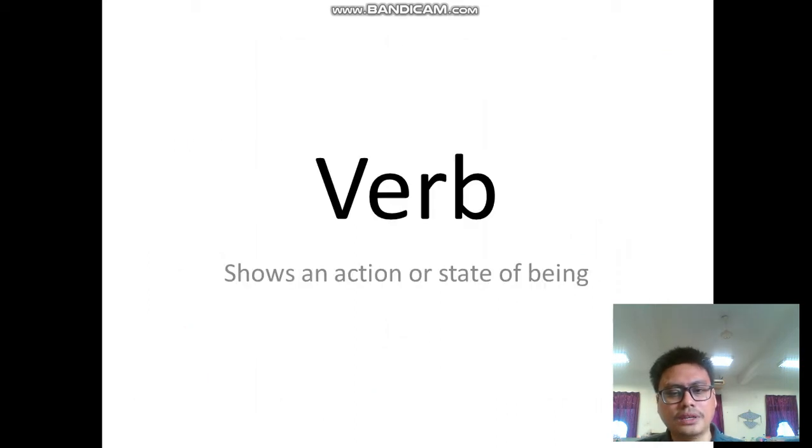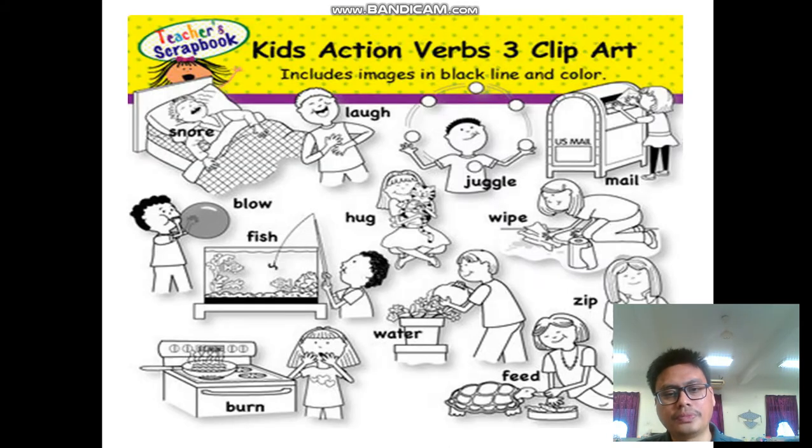Okay. So next we have verb. Verb is to show an action or state of being. Easily said, it is what we do. So when we say what we do, in Malay we call it kata kerja ataupun perbuatan. So over here we have snore, laugh, juggle, wipe, feed, water. Water there does not mean the liquid, but it's an action where he is actually watering the plant, which is menyiram.